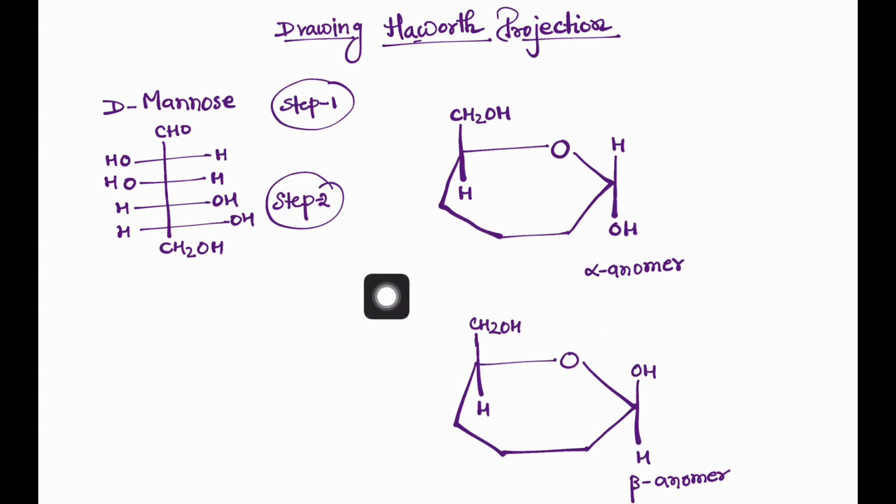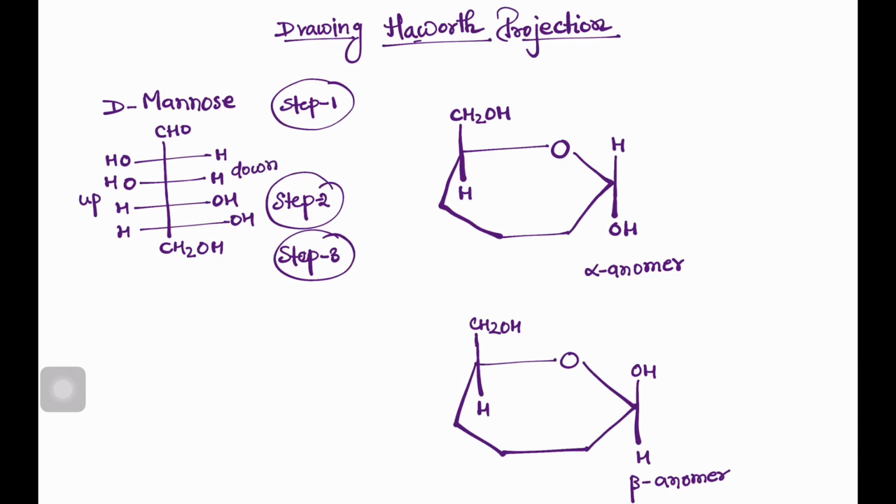After that, we have step number 3. In step 3, we have to add the substituents like OH and H at the 3 remaining stereogenic centers clockwise around the ring. So clockwise we have to add, and we'll start with this second carbon. Now, the substituents on the right side of the Fischer projection are drawn down, and on the left side they will be up.